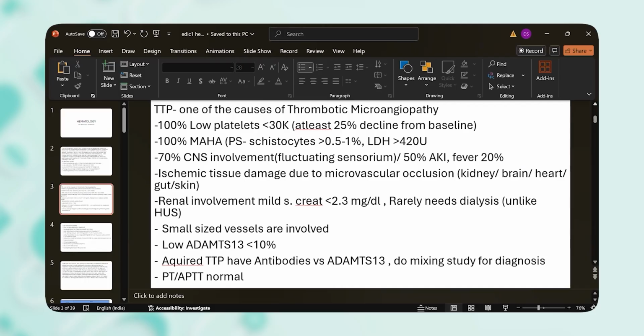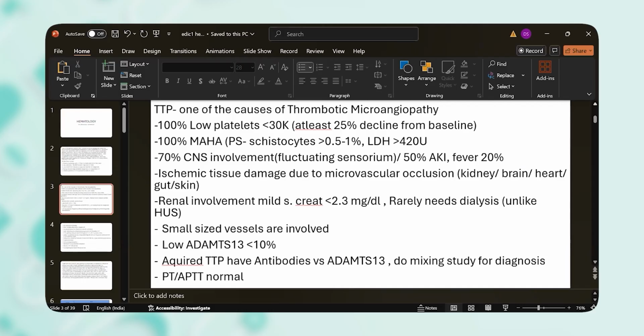And LDH is also a very important component. High LDH indicates intravascular hemolysis. So all these hemolysis parameters like schistocytes present, LDH high, low haptoglobin, indirect bilirubin, all these things you can see in your labs. Then 70% of the time CNS involvement will be there, and there will be fluctuating sensorium. Sometimes the patient is responding, sometimes the patient is irritable. 50% of the time AKI is there. As I told you, in HUS, the AKI component is much more important than platelets. And fever will be there in 20%.